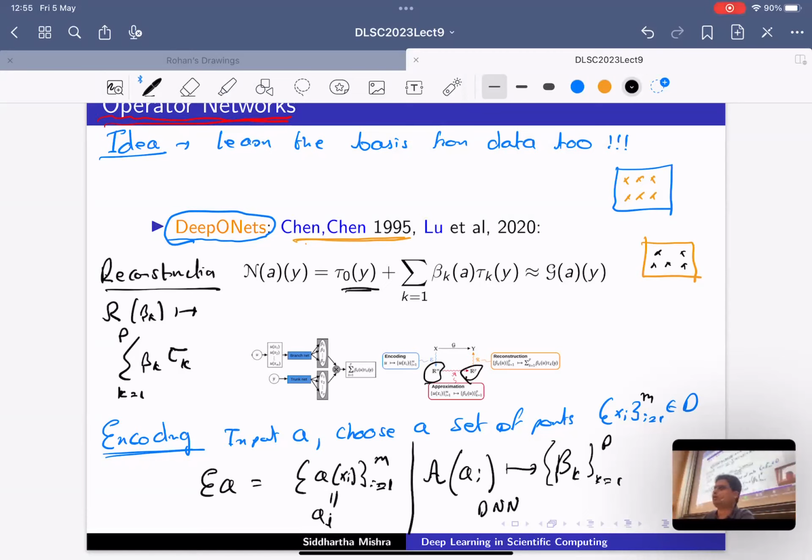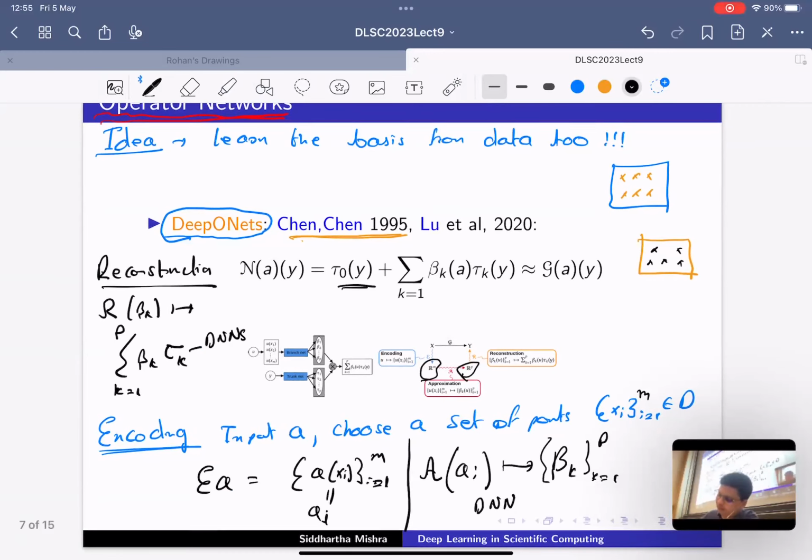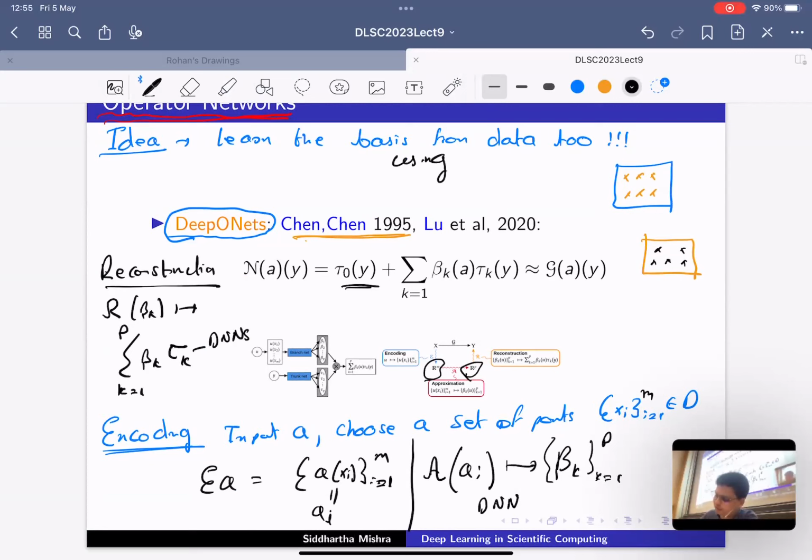But since these are functions, what do you think can approximate them? Yeah. So these are functions. Let's say that these are continuous functions. What can approximate continuous functions from data? Neural networks. Come on, just say neural networks and you'll be fine. So these are neural networks, okay? So these are DNNs. So now the basis using DNNs.